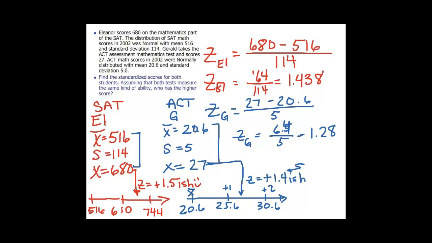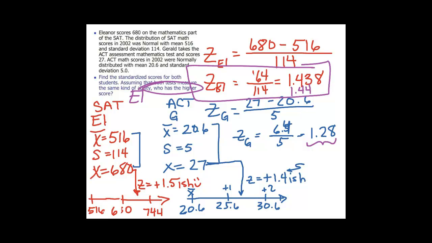And the winner is L, because L scored 1.44 if we rounded it, standard deviations above the mean on the SAT math. And Gerald, well, he did great. He only scored 1.28 standard deviations above the mean. So, assuming that both tests measure the same kind of ability, Eleanor has the higher score.